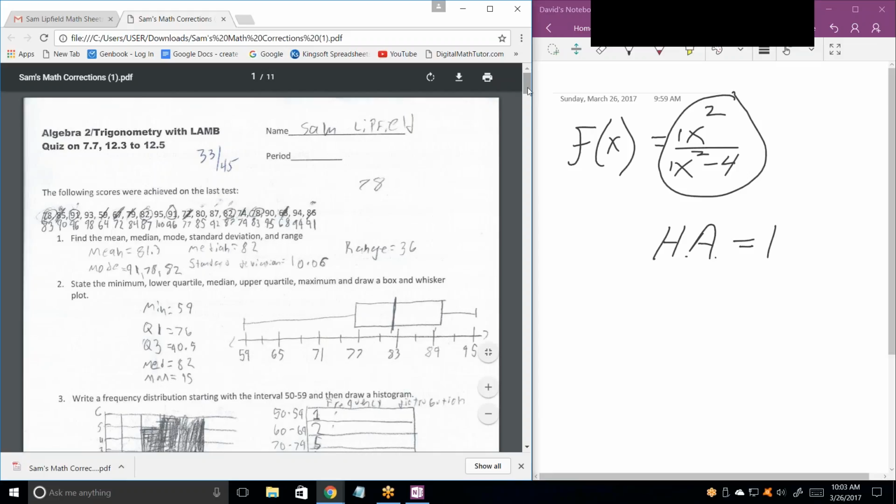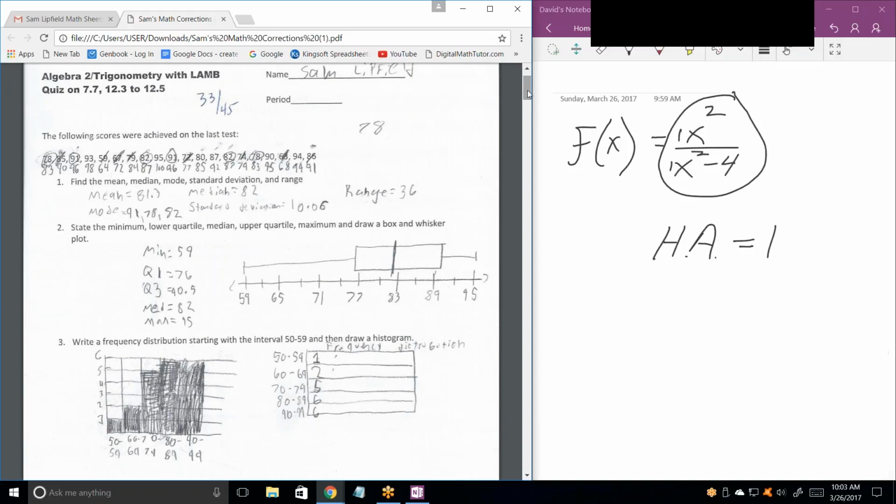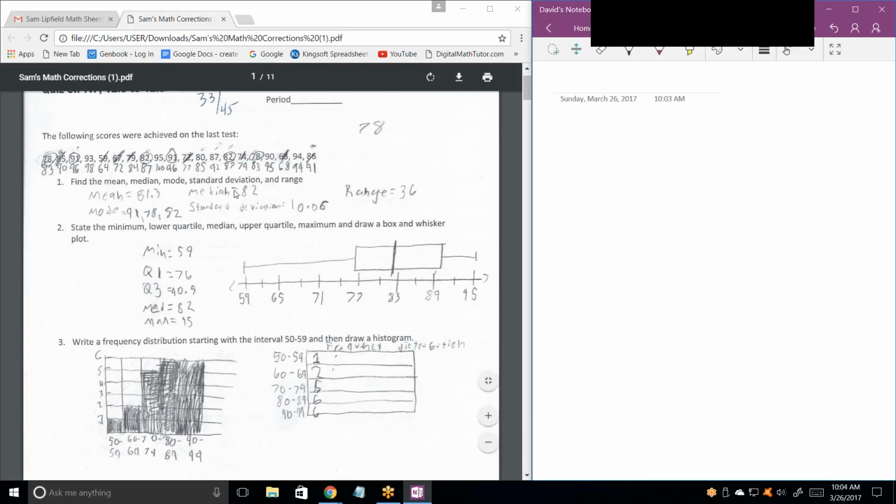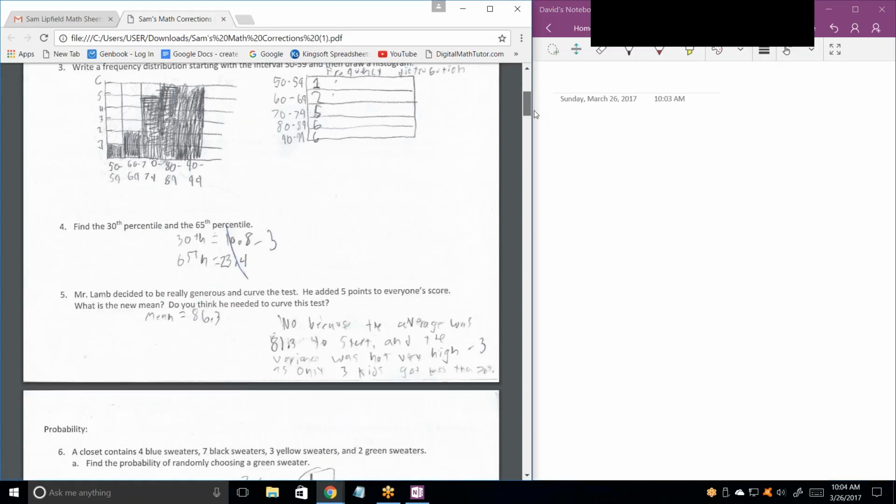Is this correct? Sure, yeah, that works. Well, statistics is the big thing anymore. They've added so much statistics to the Common Core program. It's shocking to me. Okay, you didn't miss anything on 1, is that correct? 1, 2, 3, okay, so 4.